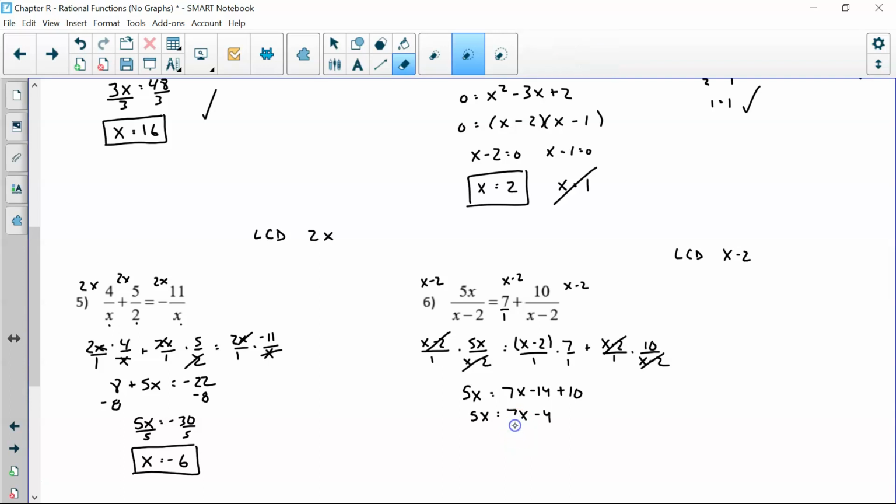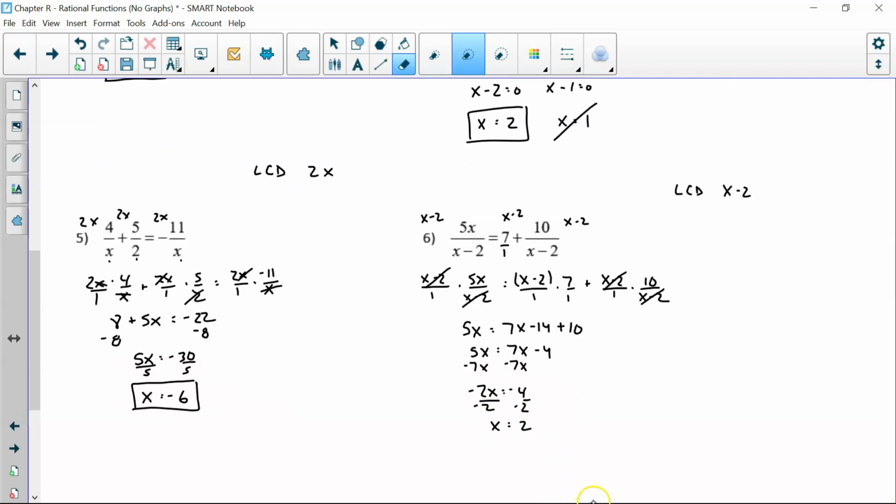Subtract 7x from both sides. You get negative 2x equals negative 4. Divide both sides by negative 2. X equals positive 2. Once again, check for extraneous solutions.